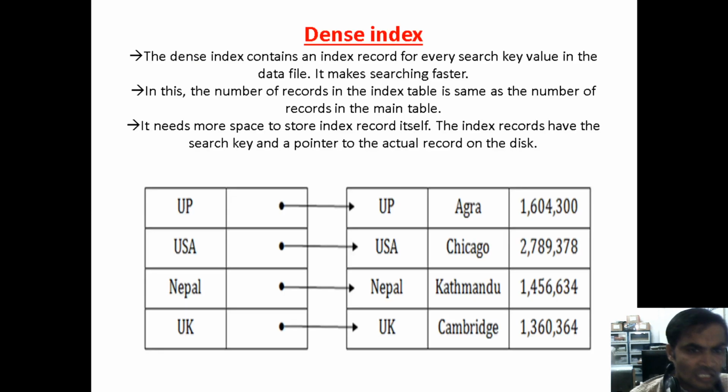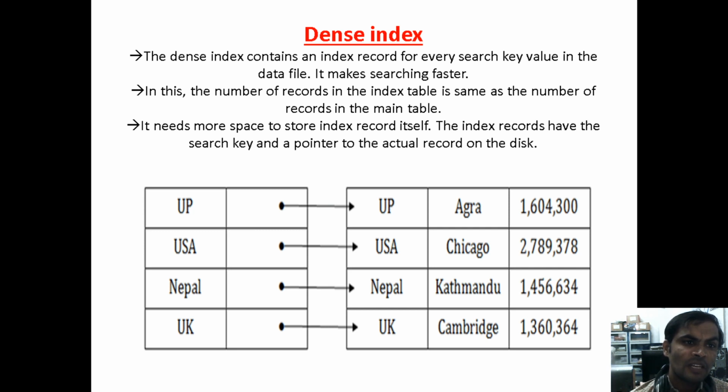Coming to the dense index, the index structure is stored in the format of a sequence, meaning in ascending order, from the smaller value to the bigger value. Then it creates the data reference. The data reference gives the reference to the existing table, the current table. The dense index contains an index record for each and every search key value.